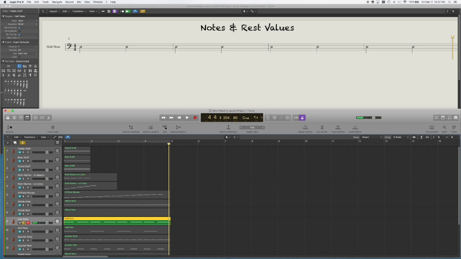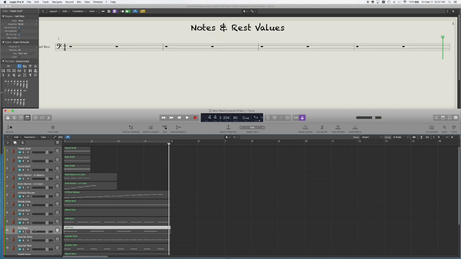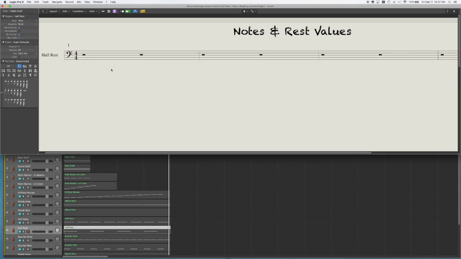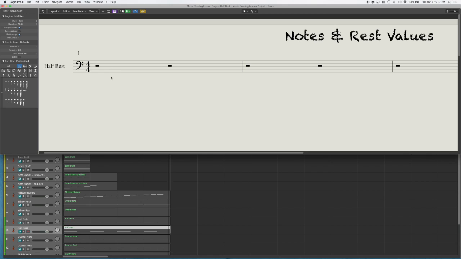Okay. And then with the half note, there is the corresponding half rest. And this one I always had an easier time to remember. It looks like that, another little square. And just like the half note, there can be no more than two half rests per measure, as you see here.